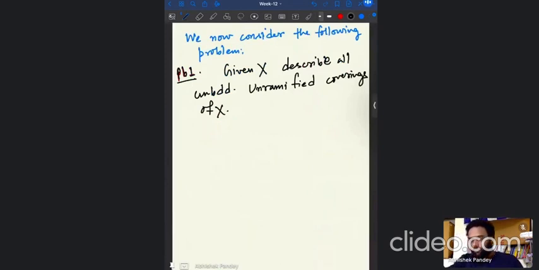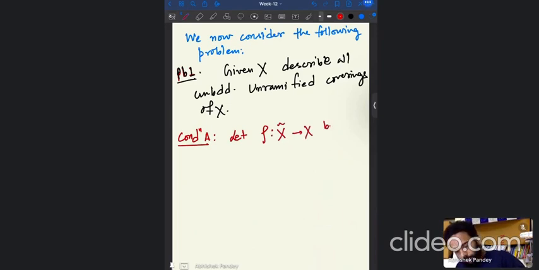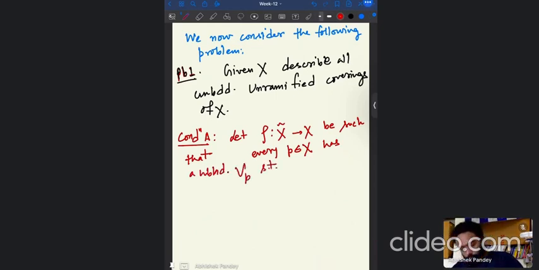Okay, so we put a condition. This is known as condition A. We will denote it as condition A. So let X tilde and X be as previous, and we are defining a map rho with the following property: for every P belonging to X, there is a neighborhood VP such that rho inverse VP is a union of disjoint open sets in X tilde.